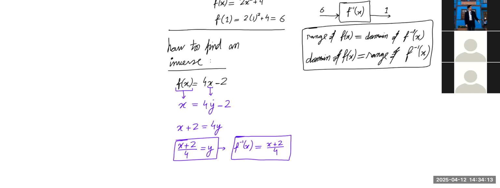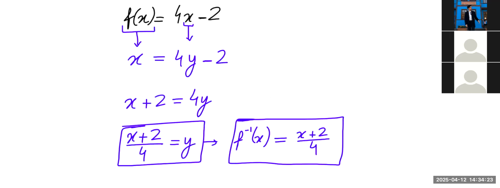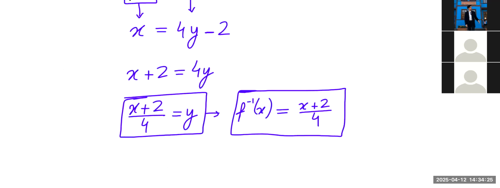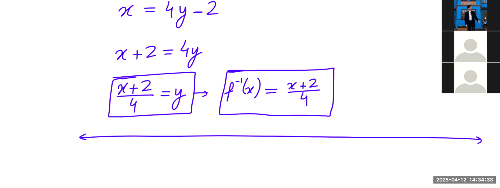Okay? Now, make y the subject. So add 2 to both sides, and then divide by 4. You get y equals x plus 2 over 4. This is your inverse. If you want to be a bit fancy, you can write it down like this. So y becomes the inverse. Okay? This is how you find the inverse of a function. Now, let's look at some questions.